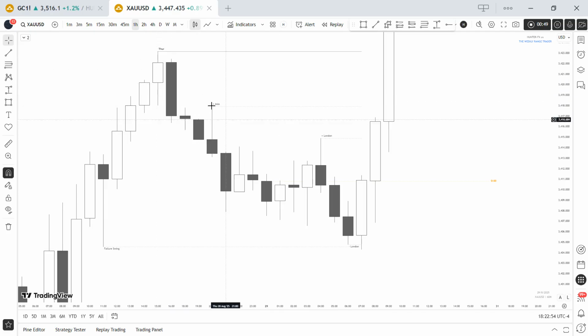This high and this high and this high. This high is a failure swing to this high, and this high is a failure swing to this high. So all these are failure swings. What do they have? They have liquidity above them. All right.